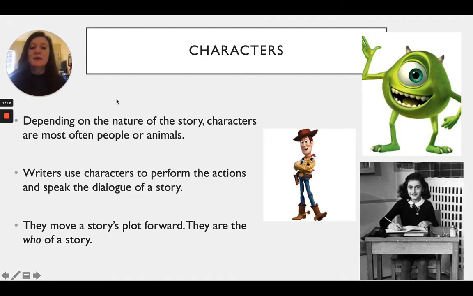So some examples I had here were Mike Wazowski from Monsters, Inc., Woody from the Toy Story movies, which we know that those are animated and they are made up characters. And then in the bottom corner, I also have Anne Frank. And when you're older, you'll probably read The Diary of Anne Frank, which is a true story of Anne Frank. So she is a real person. So again, characters can be real, or they can be made up, and they can be people or animals, or they could even be other objects.